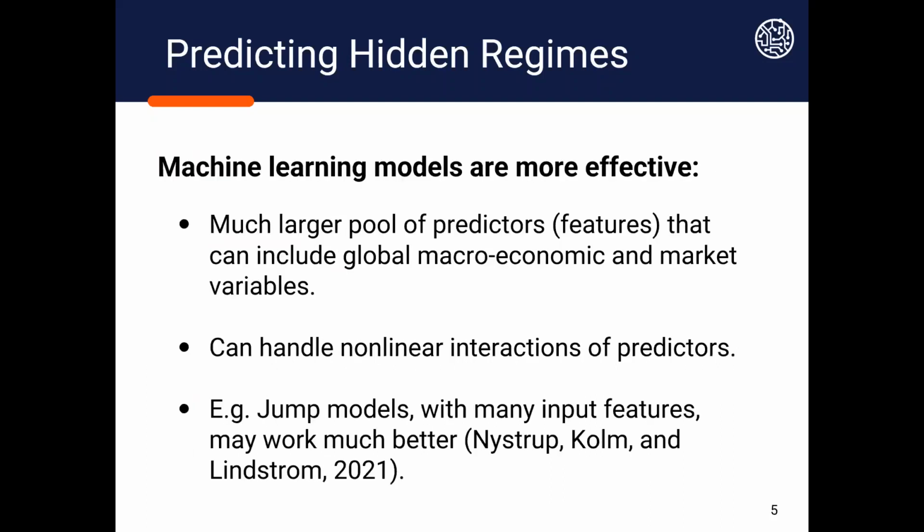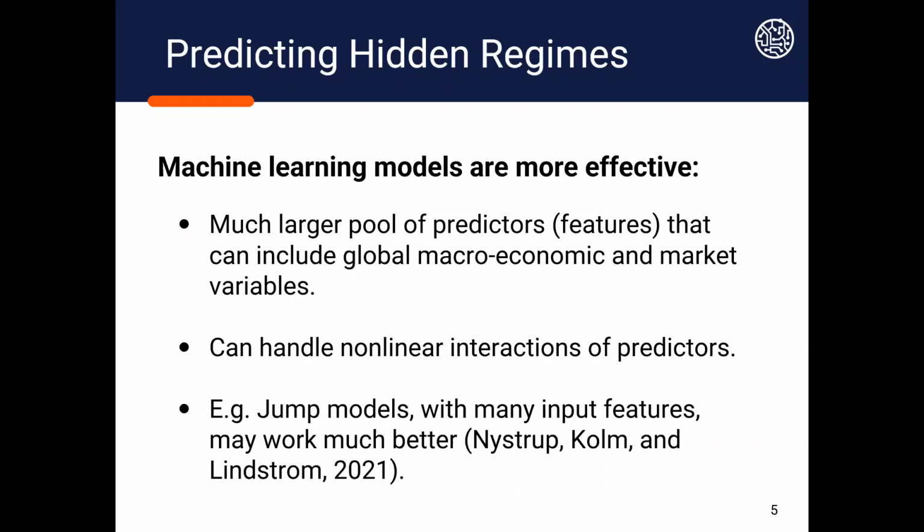Now, what can machine learning help in this respect? As I said, traditional state space models are very weak. Well, machine learning obviously can take into account a much larger pool of predictors, what are called features in the field, and they can include any number of factors that you can dream of, global economic or market variables, or even unstructured data such as sentiment scores, unstructured text from Twitter and other social media could also be an input. And more importantly, it can also handle nonlinear interactions of these predictors, unlike many traditional factor models.